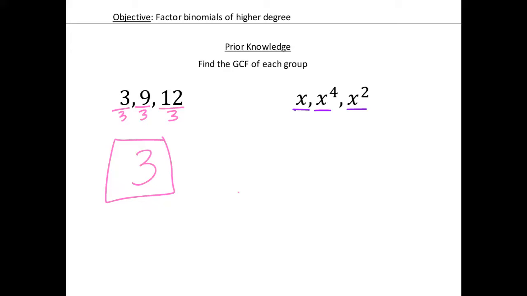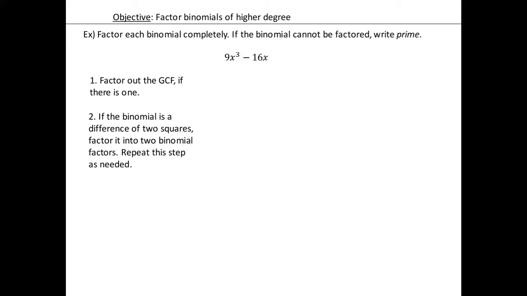Awesome. We have X in common. The biggest thing we can divide out of all of those would be an X. So your GCF is X. Awesome. So keeping that in mind now, let's combine both things, the GCFs and a difference of 2 squares, into our first example for today.